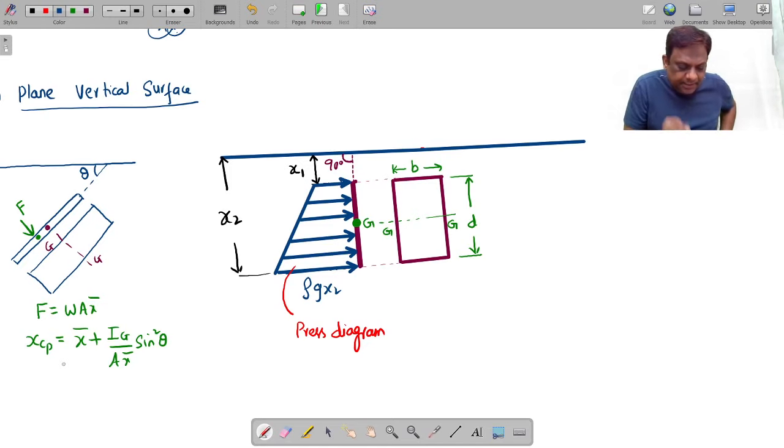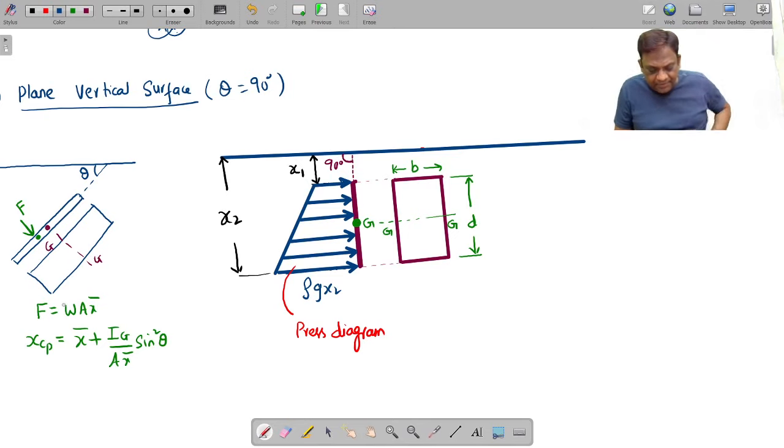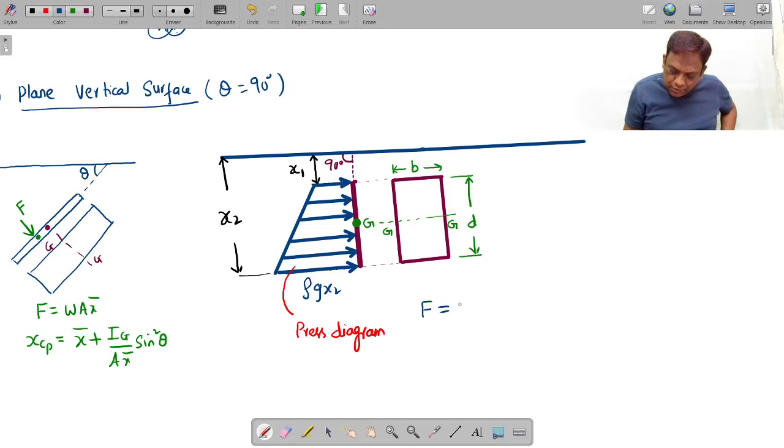Just put theta is equal to 90. So what do I get? In the force equation there is no theta. Therefore, if you want the force, just put theta 90. There is no theta, so you will get this as WAX bar.